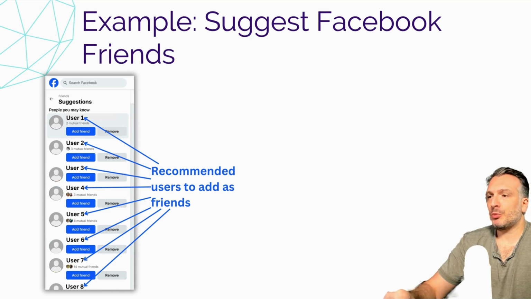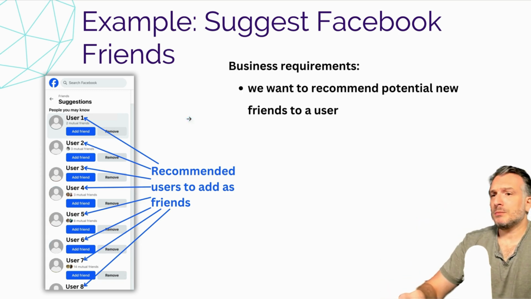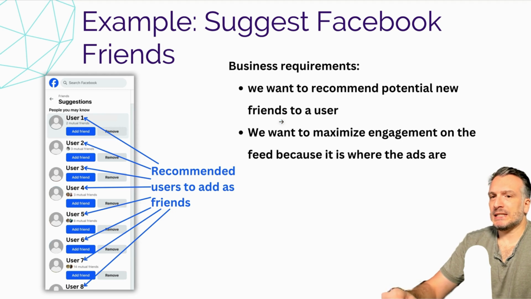So if we had a product manager coming to you and asking, how would you implement such a solution? How would you do it? This is a question that I personally quite like because this is a question I got when I interviewed at Meta. So let's look at the business requirements. We want to recommend potential new friends to a user. What we want to maximize is the engagement on the feed because it is where the ads are. So in the long term, adding new friends will help maximizing the engagement on the feed and improve the probability that somebody clicks on an ad.